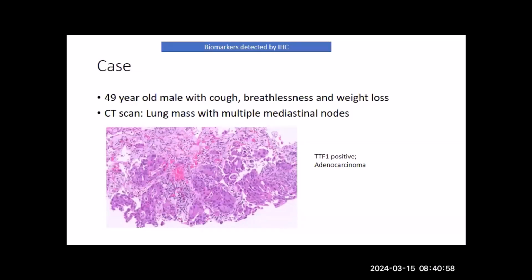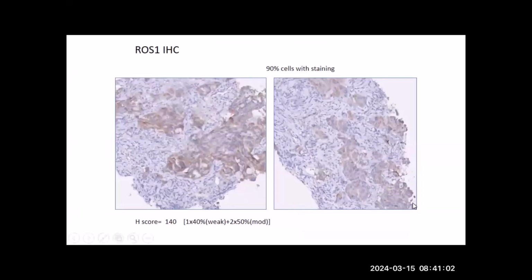This is another case of lung adenocarcinoma, and this is the ROS1 IHC. Similar to ALK, ROS1 IHC staining is also present in the cytoplasm. But unlike ALK, the staining for ROS1 is not uniform, so it is recommended that we give a score. This score is called the H score. How do we calculate the H score?